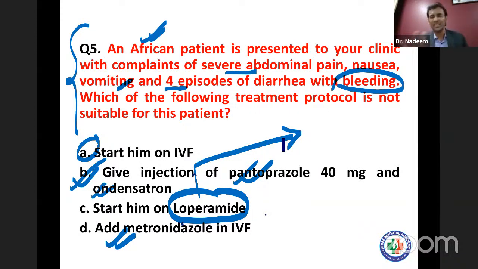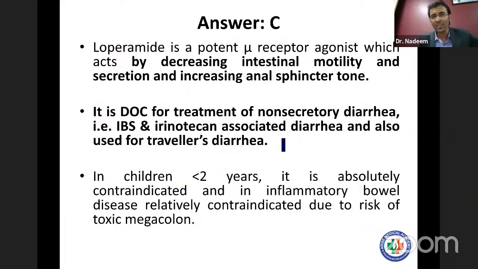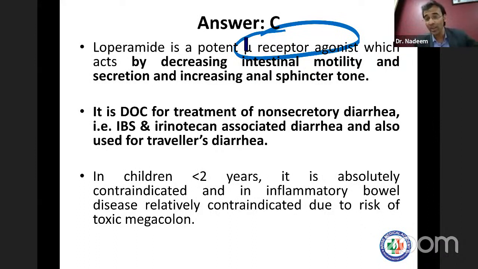I tell my students that loperamide will lock and block. Lock the intestine and block, like this. So there will be further constriction. Please understand that this is actually a mu receptor agonist. It is going to decrease intestinal motility and secretion. How? This is going to increase anal sphincter tone, so there will be further constriction.